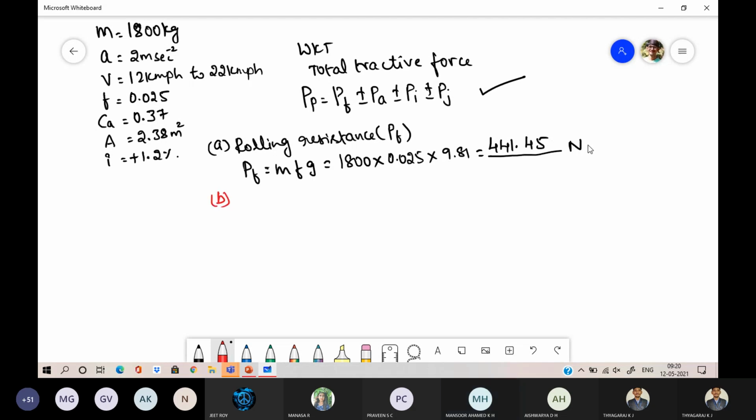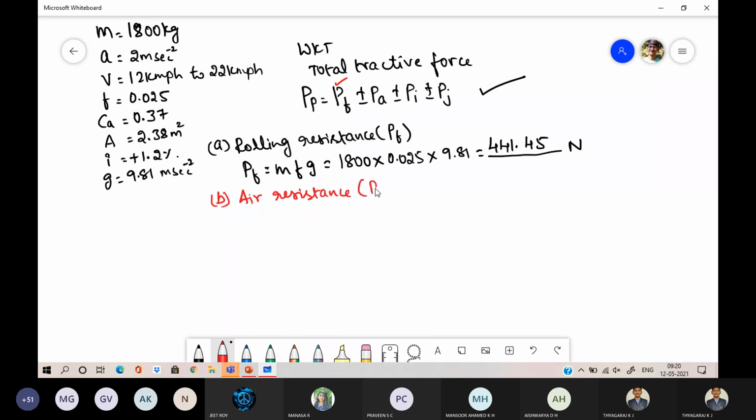G value 9.81 is a constant, acceleration due to gravity. If you want, you can write it here in the given data: 9.81 meter per second square. Next, we have completed this rolling resistance. Next, we will move to air resistance.